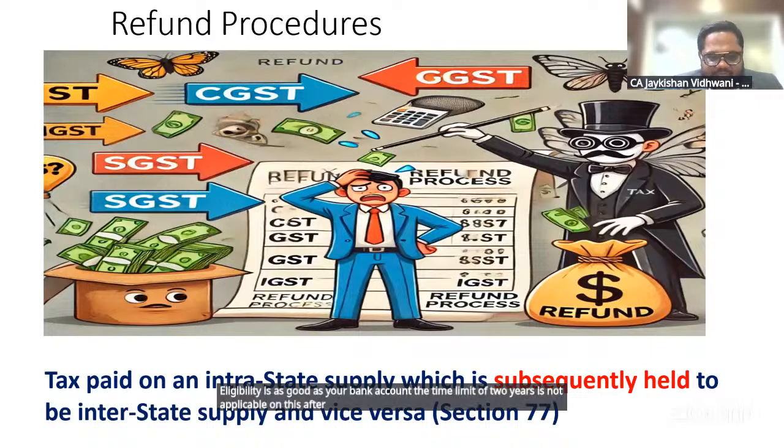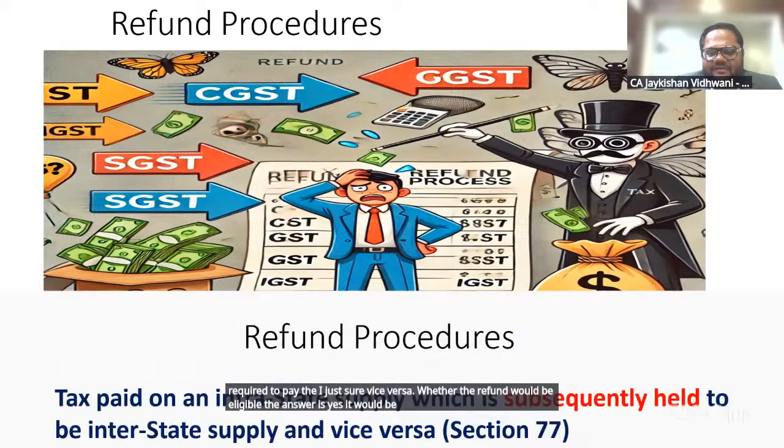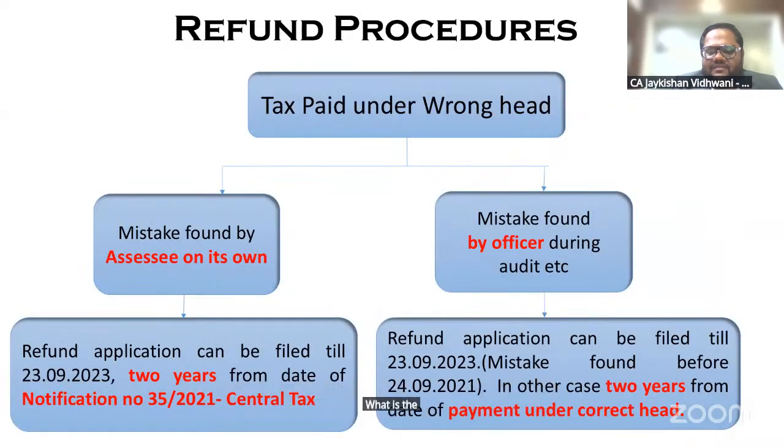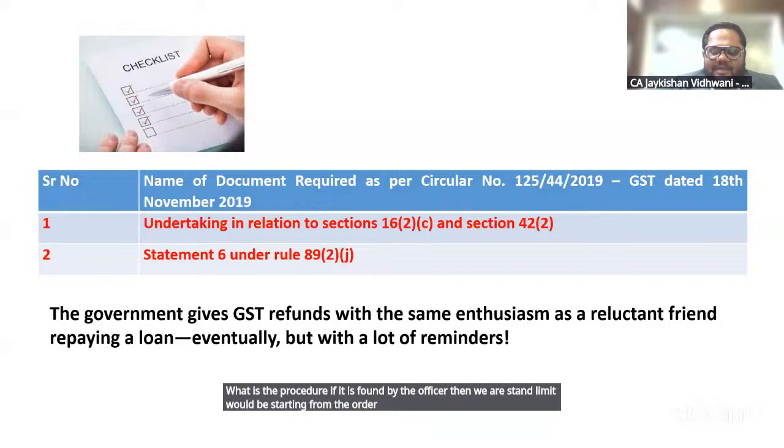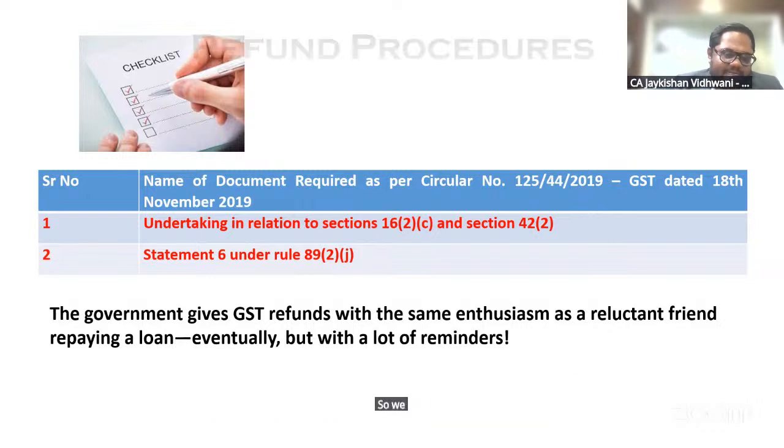After that, we discussed the scenario wherein the tax you have genuinely paid in the original transaction as CGST and SGST, and subsequently it is held that this transaction is interstate and you were required to pay IGST, or vice versa. Whether the refund would be eligible, the answer is yes, it would be under section 77. What is the procedure? If it is found by the officer, then the 2 years time limit would start from the order. You can claim under this head, and also under the head of refund on account of assessment, audit, or appeal. So we can very well claim under that category.